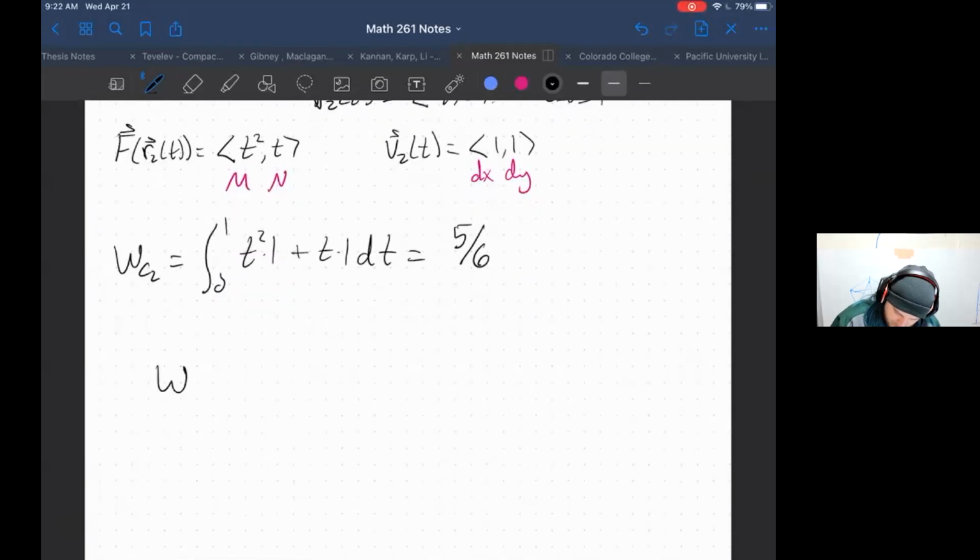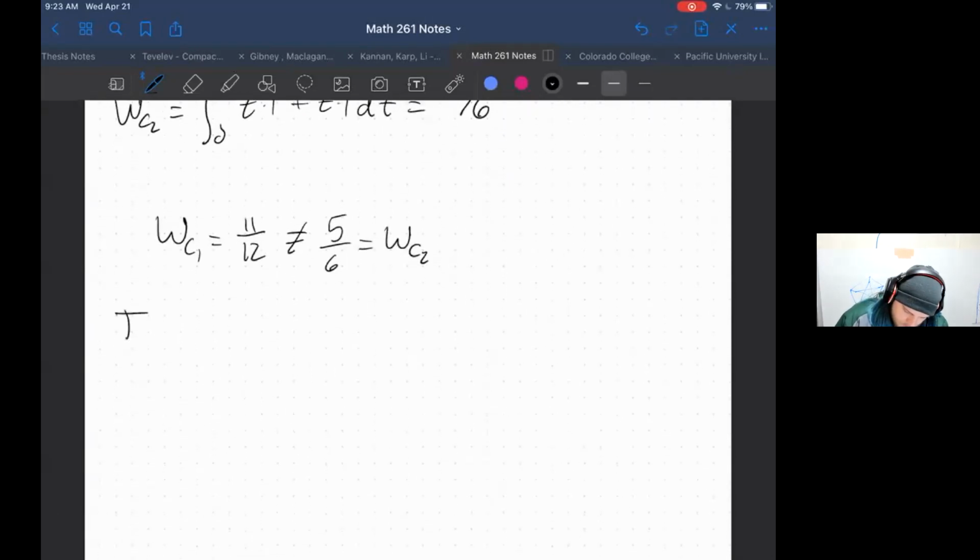So the point of all this is that the work along each of these curves is not the same. The vector field pushes you a little bit more along curve 1 than it would along curve 2. It's just by a small amount, but the point is these are different. This means the path matters.